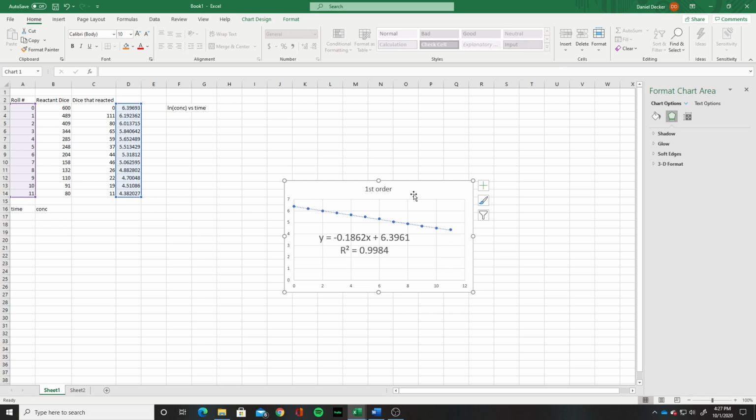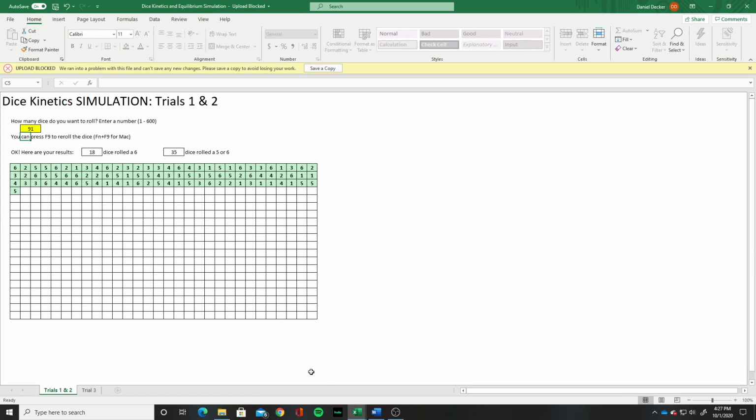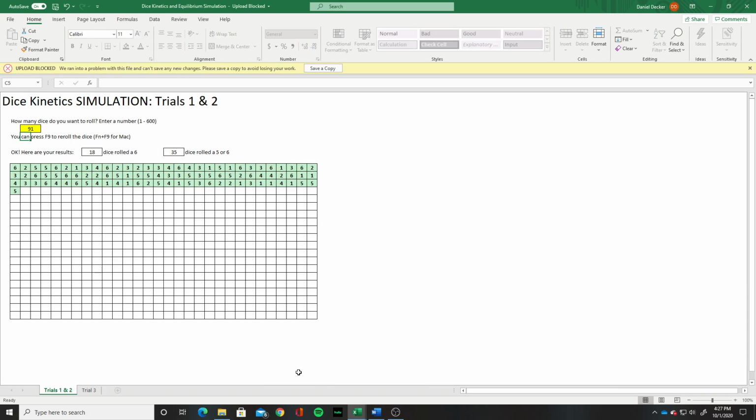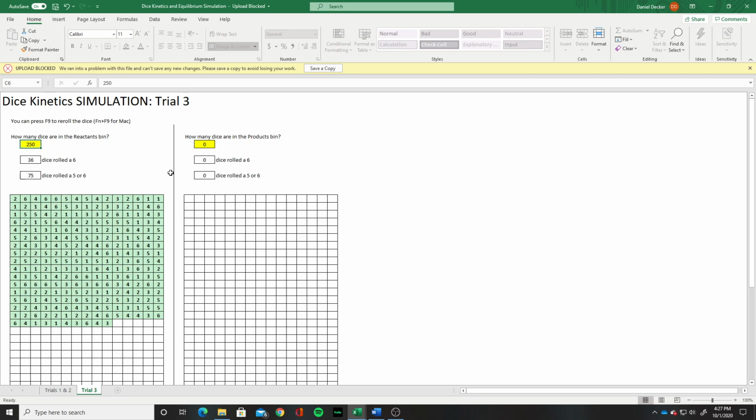But you're going to do the exact same thing that we did here for trial 2, only in trial 2 you're going to be using the dice that rolled a 5 or a 6, but everything else is exactly the same. So you're going to be using the larger numbers, so it should go even faster for trial 2. For trial 3, what we're going to do is kind of similar to trial 1 and 2, except now we have all of our reactants on one side, and we're going to have the products going back to being reactants as well. So we're going to have a forward reaction and a reverse reaction.